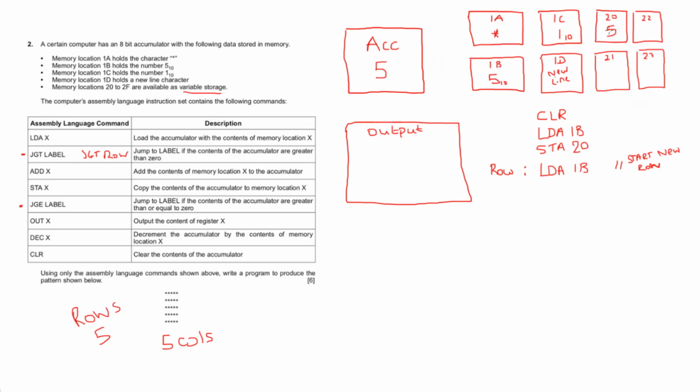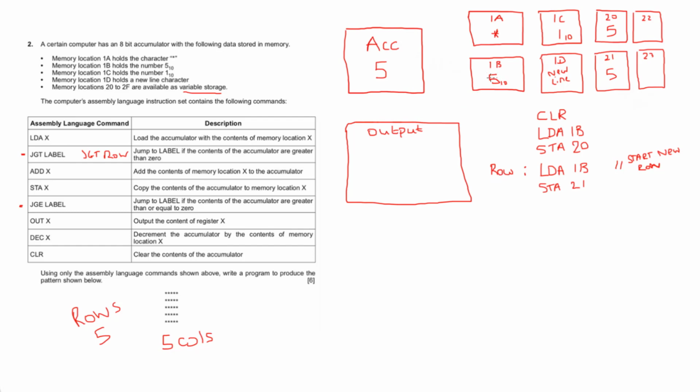Let's say this was for rows, counting down from 5, 4, 3, 2, 1. I need one for my columns as well, so I'll use this one as well, STA 21. There we go. You'll see why I'm doing this in a second, because I want these two to decrement my columns or my rows, and either one I can use really. So let's say this one was for rows, I would decrement from 5, 4, 3, 2, 1, 0. And for my columns, I would decrement 5, 4, 3, 2, 1, 0.